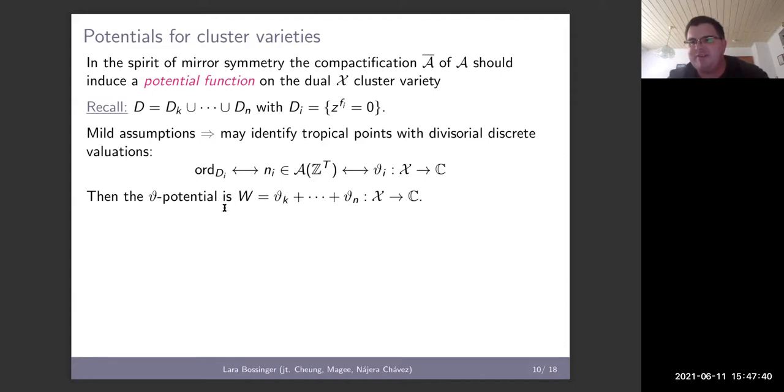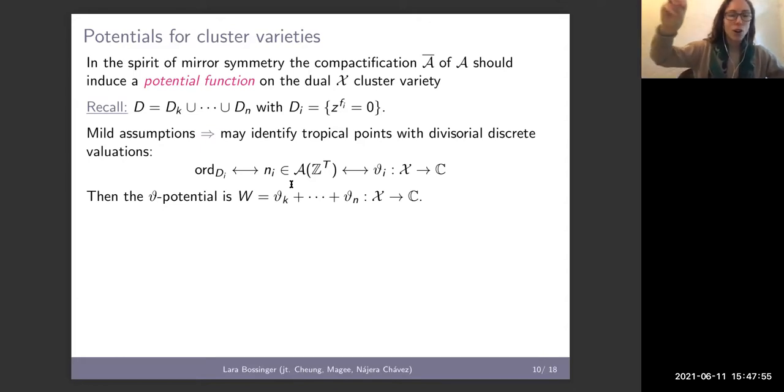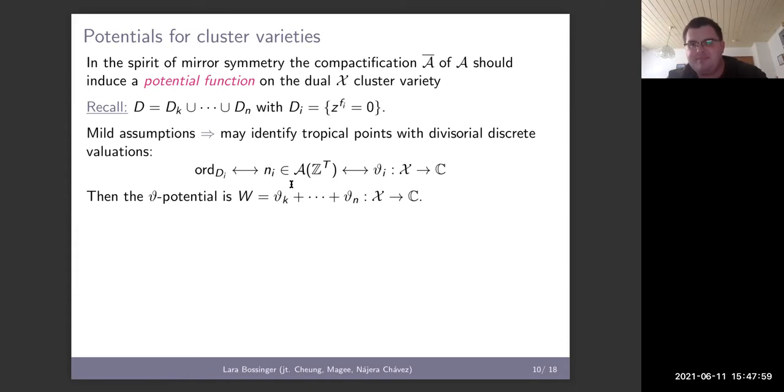Is that the statement? So the statement is, if you take the order of vanishing along one divisor that I now think of as a divisor defined by a lattice point in A, and you evaluate on a theta function on X, then that is the same as swapping the position. So every tropical point in both spaces is a function and a divisor at the same point, and I want to be able to swap.